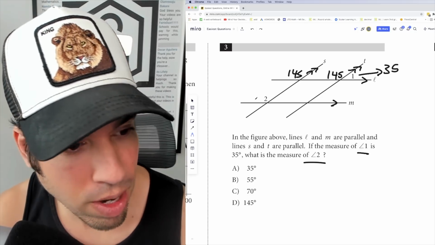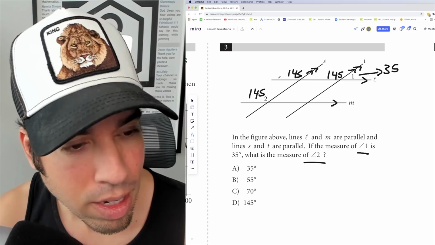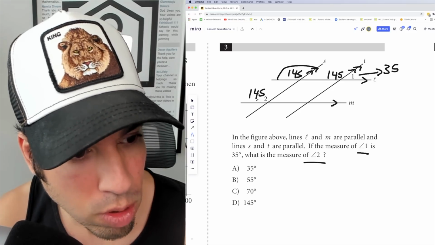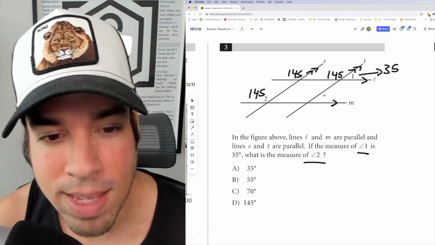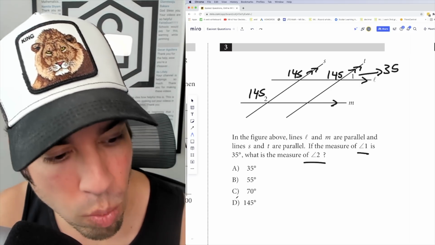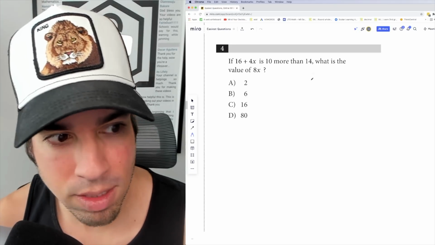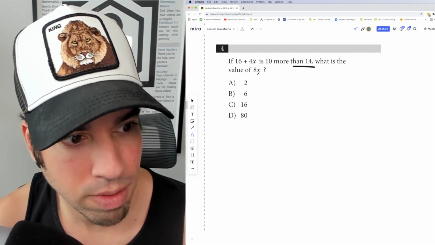Last but not least, we find angle 2 is also going to be 145 because it is also a corresponding angle with these two guys. And that is because these lines here are parallel as well, which means 145 is the winner. Done. If 16 plus 4x is 10 more than 14, what is the value of 8x?